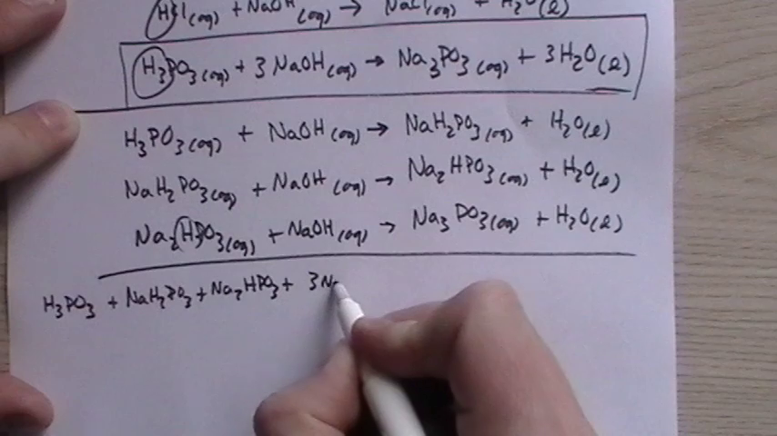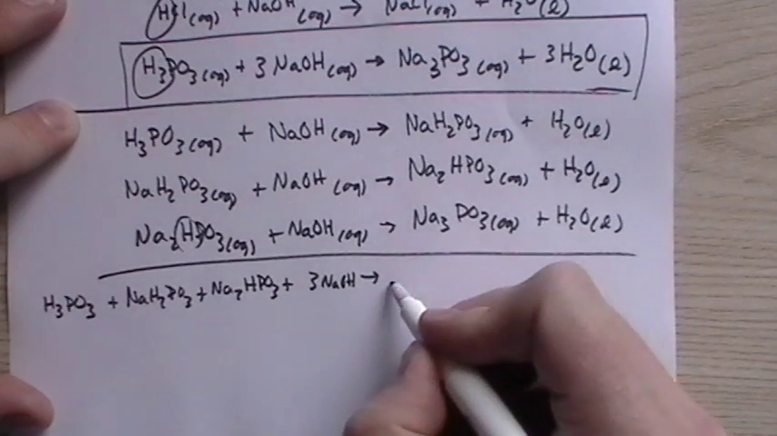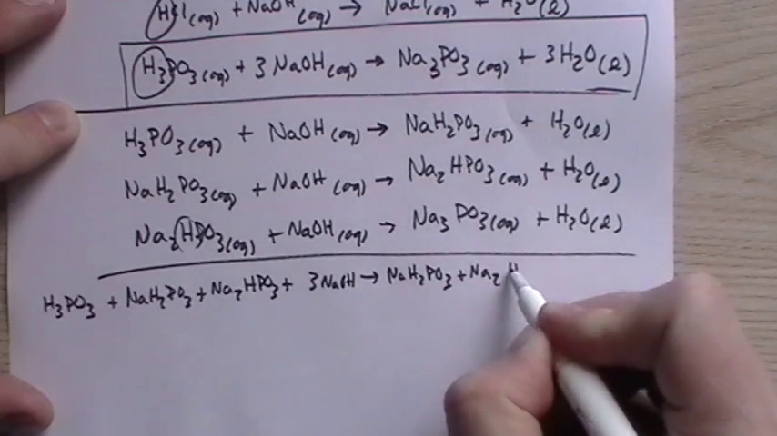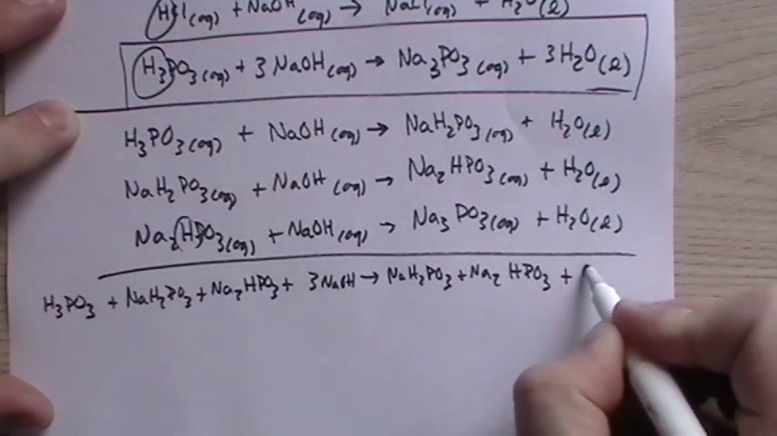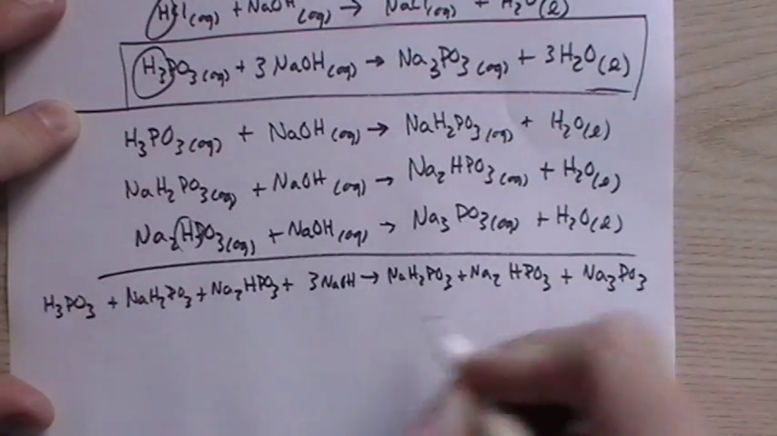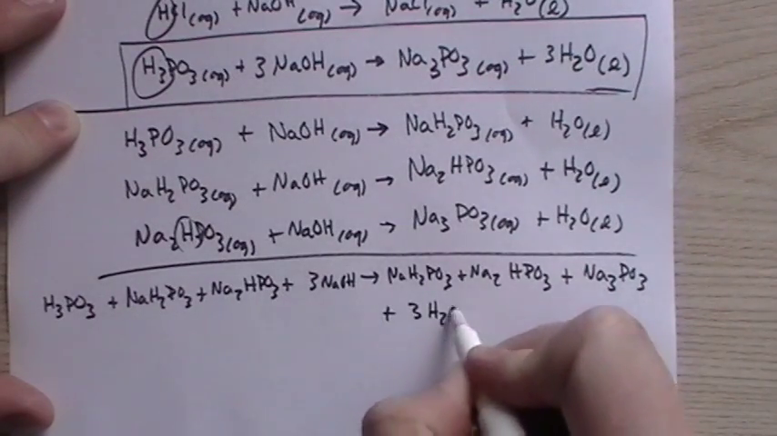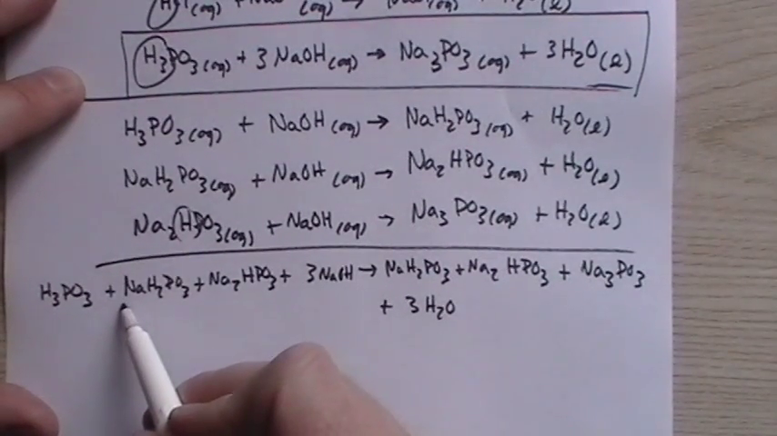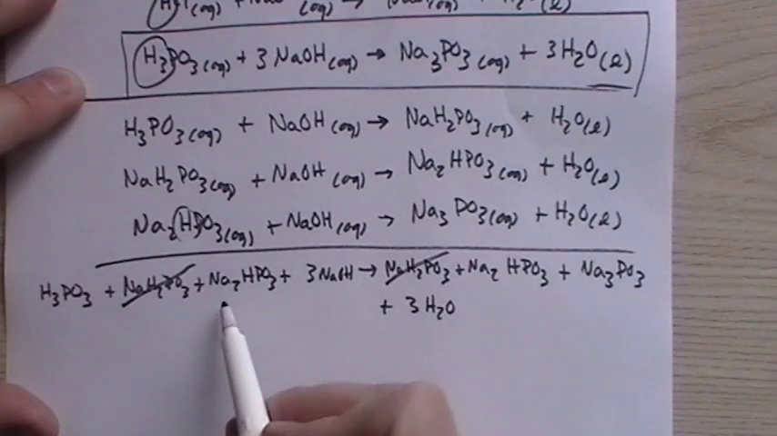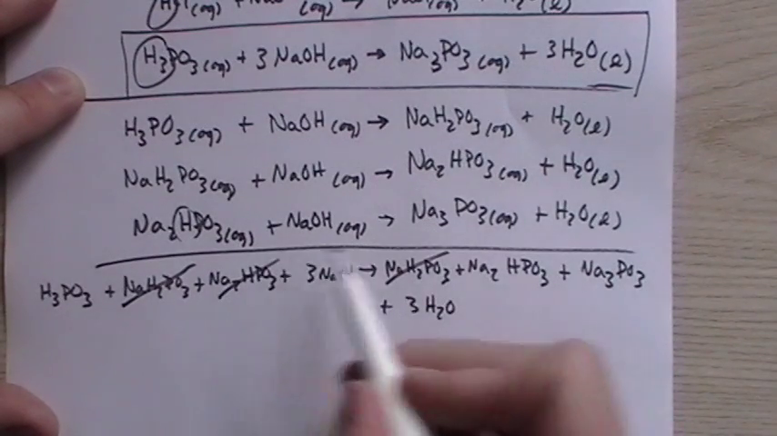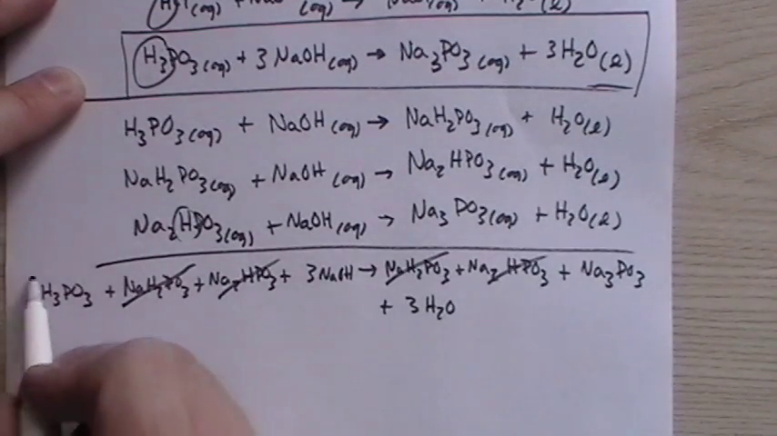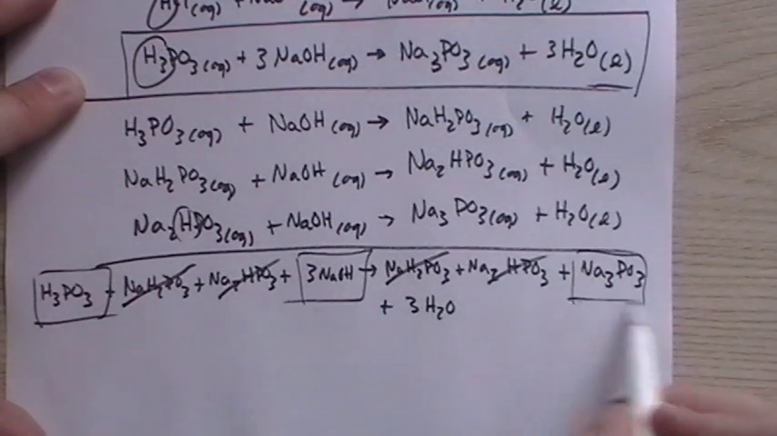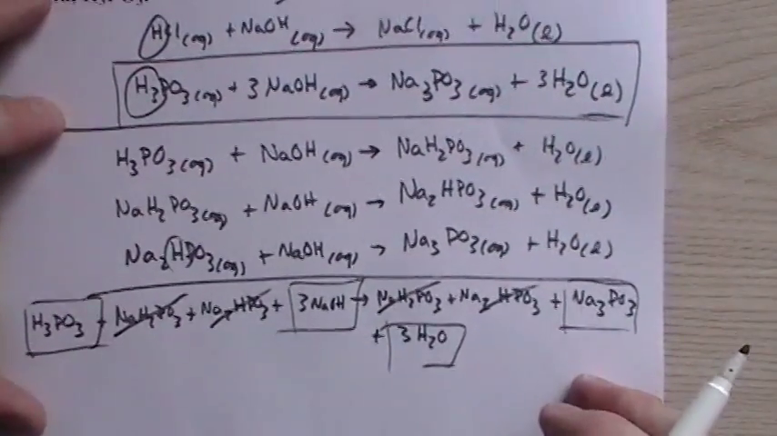Then we have 3 sodium hydroxides, then NaH2PO3 plus Na2HPO3 plus Na3PO3, and I'm going to have to bring the waters down here, but they're products as well. You can see that the sodium dihydrogen phosphite cancels, sodium monohydrogen phosphite cancels, and we're left with phosphorus acid plus 3 sodium hydroxide goes to sodium phosphite and 3 waters, which is what we had up here.